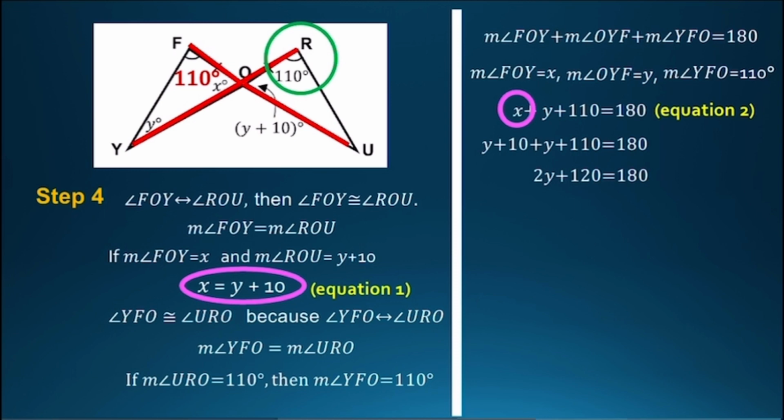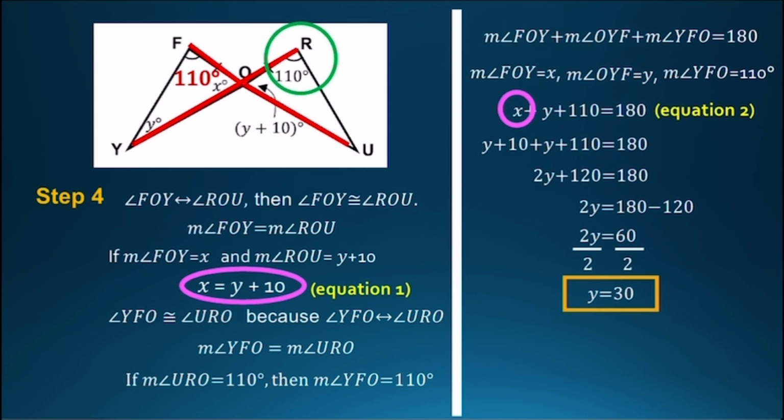And if we transpose that to the right side, it will become 2y is equal to 180 minus 120. So therefore, we have 2y is equal to 60. And after this, we use the division property of equality so that we can find the value of y. We divide both sides by 2. 2y divided by 2 is y, and 60 divided by 2 is 30. So that is the value of our y.